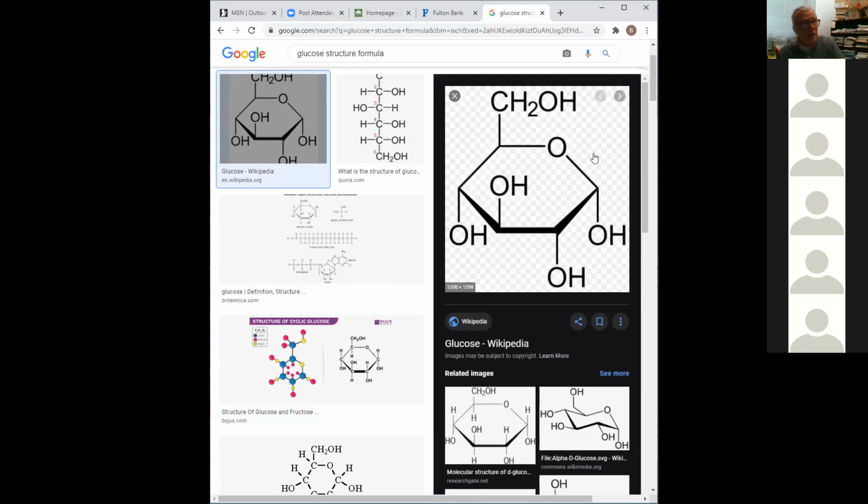Remember the molecular formula for glucose is C6H12O6. And in the ring, there are 5 carbons and 1 oxygen. And 1 of the carbons is outside the ring, right?